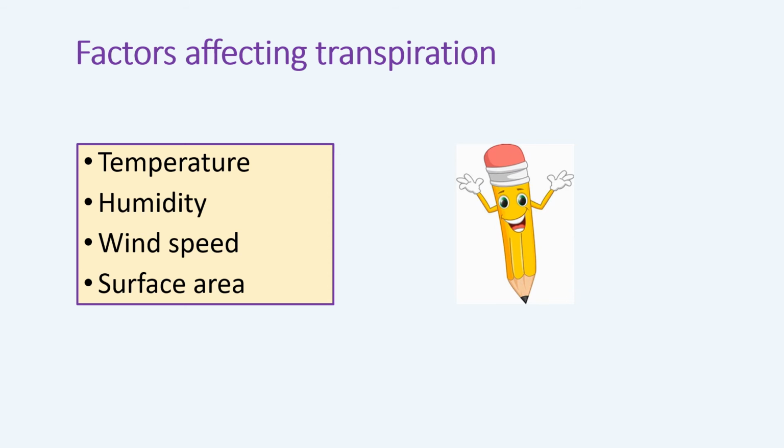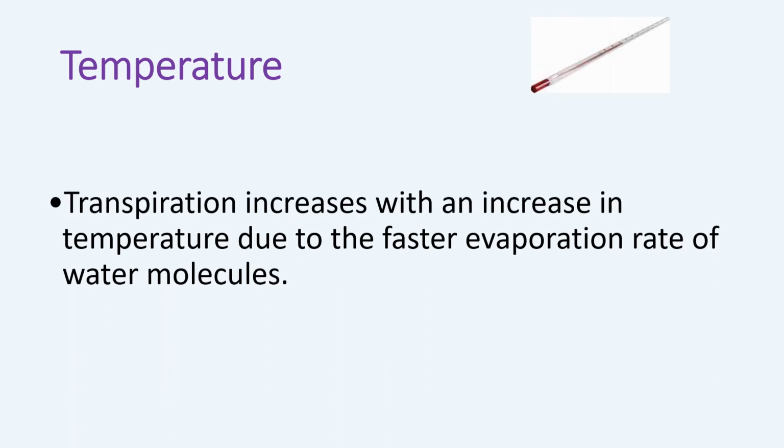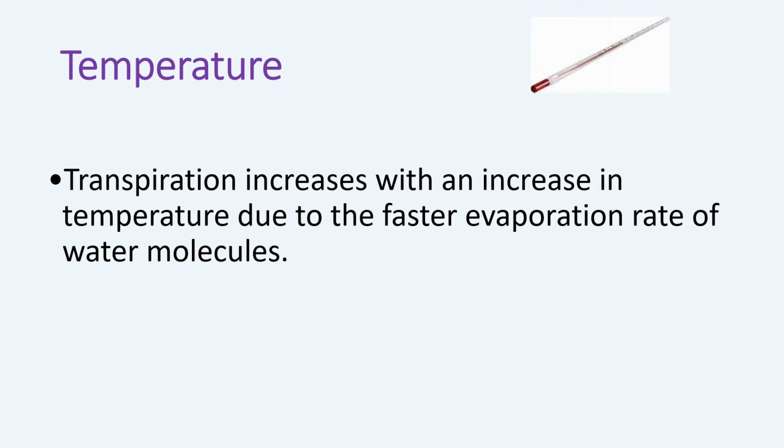So let's have a look at this in more detail. So how does temperature affect transpiration? Transpiration increases with an increase in temperature due to the faster evaporation rate of water molecules. Remember, water molecules changing from a liquid to a gas is evaporation. So this will speed up with temperature, and this will make your clothes dry faster.